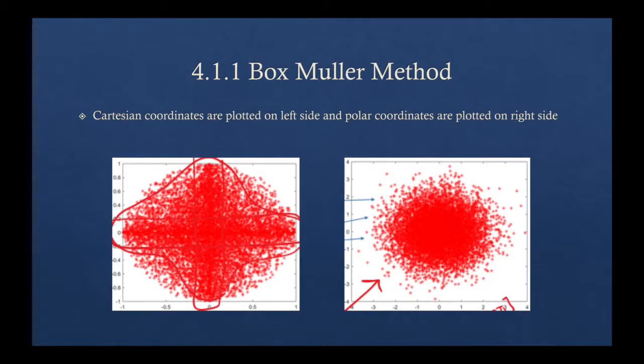Here on this next slide, you can see that the Cartesian coordinates are plotted on the left side and the polar coordinates are plotted on the right. So on the left, you see more of an x and y plot, and then on the right side, it's more of a circular plotting for the polar coordinates.